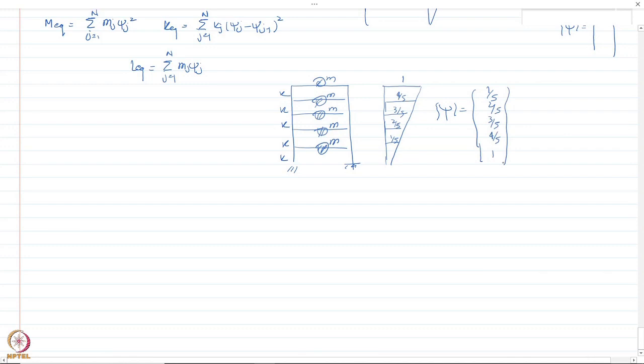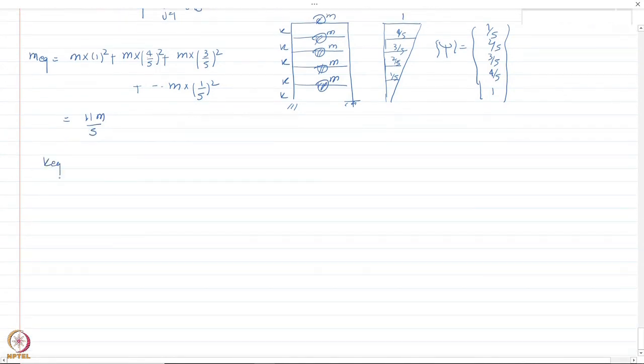So my mass equivalent would become nothing but the sum of mj, which is m for all the system, times phi j square. So m times 1 square plus m times 4 by 5 square, then m times 3 by 5 square, and so on up to m times 1 by 5 square. And once I substitute these values, I get the final equivalent mass as 11 m by 5.